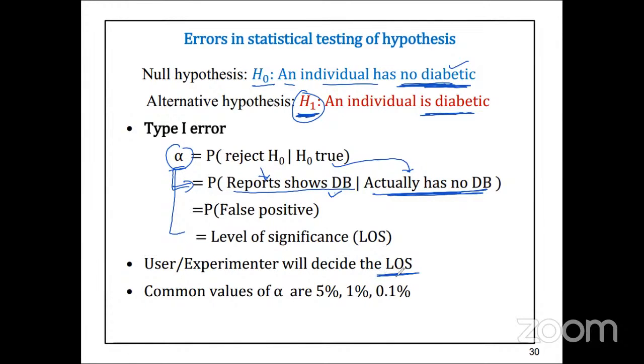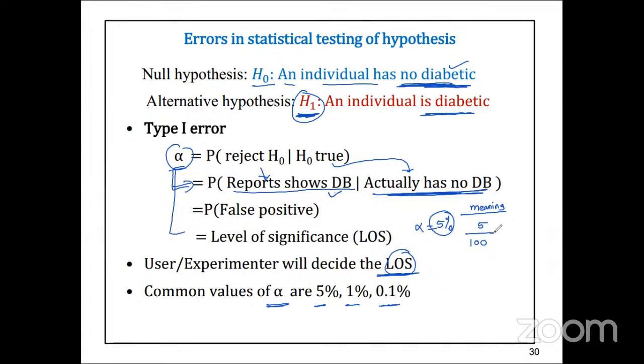So I am going to decide. If I am the experimenter, if I am the user, then I am going to decide the level of significance, and what it indicates, common values. The level of significance, its common value is, most of the time, chosen as 5%, 1% or 0.1%. For example, 5%. What is the meaning of this 5%? Suppose whatever testing I have done is based on alpha equal to 5%. So what exactly does it mean?